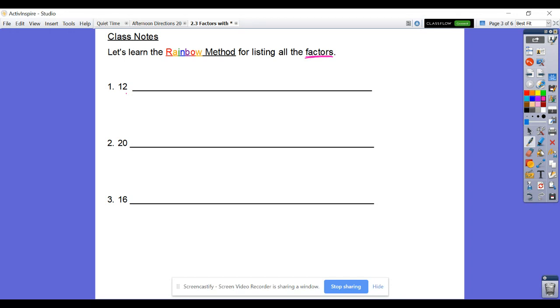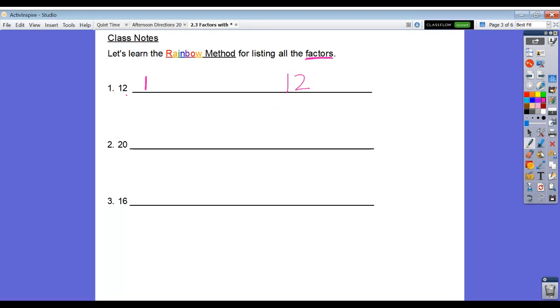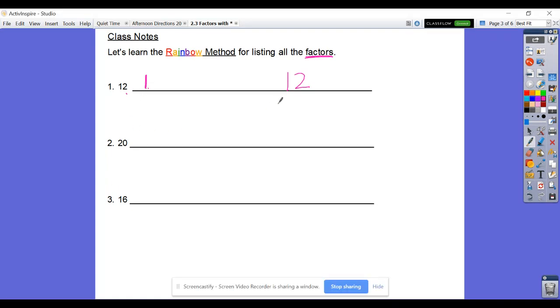So what you want to do when you use the rainbow method is always start with 1. Say, is 1 a factor of 12? Yes, because 1's going to be a factor of every number, because 1 times 12 would equal 12. So you write 1 on one end, 12 on the other. Now you have to go in order. We just asked, is 1 a factor? Now we have to ask, is 2 a factor? Yeah, 12 is an even number. So 2 is a factor. What times 2 equals 12? 2 times 6 equals 12.